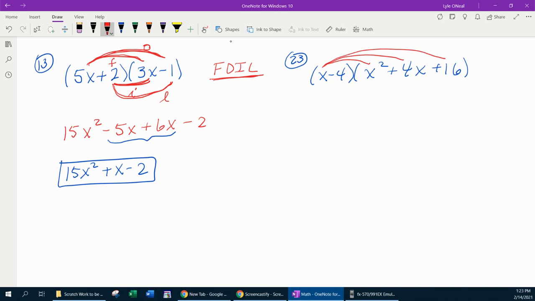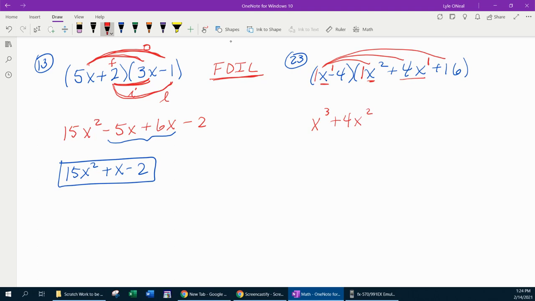Let's break it down. Remember I said multiply the coefficients. 1 times 1 is 1. If the letters are the same, add their powers. 1 plus 2 is 3. So our very first term is going to be x cubed. And then we're going to multiply the x times the 4x. So again, multiply the coefficients. 4 times 1 is 4. If the letters are the same, add their powers. 1 plus 1 is 2. Gives me an x squared.